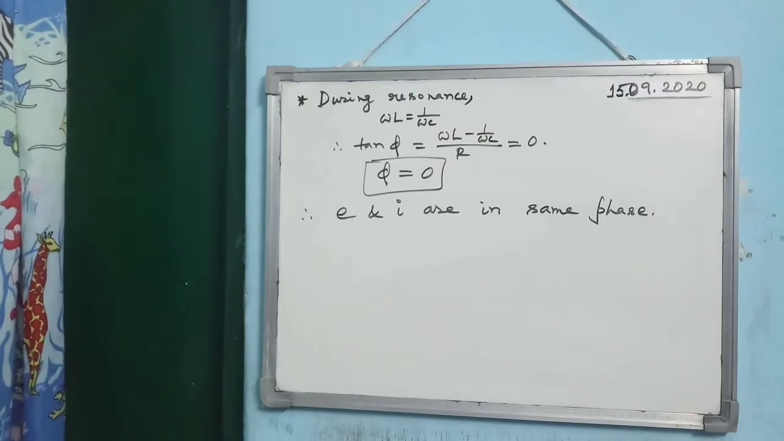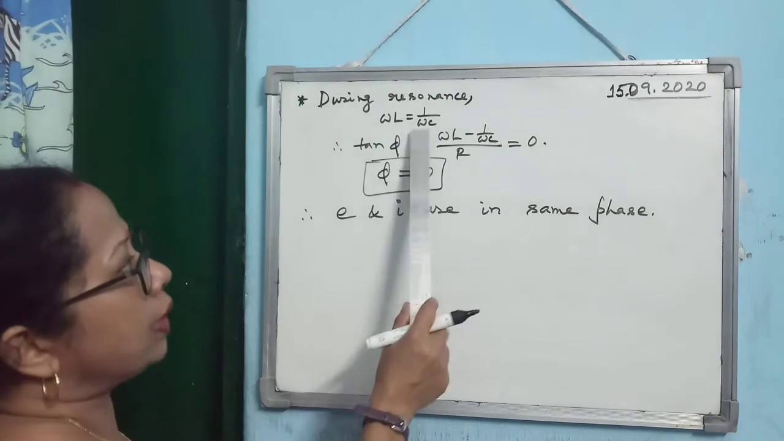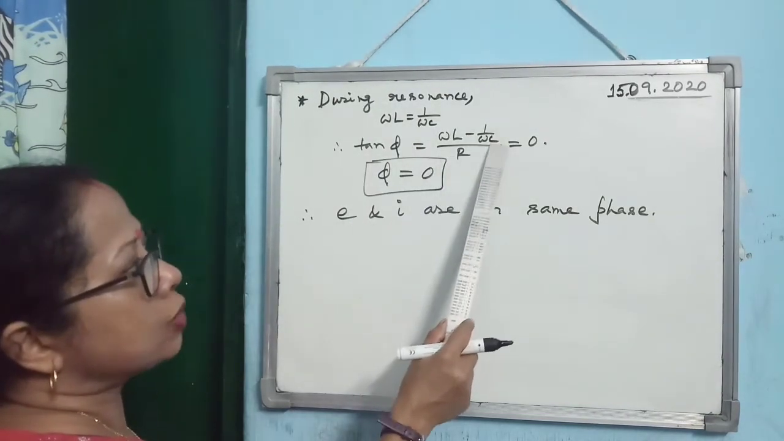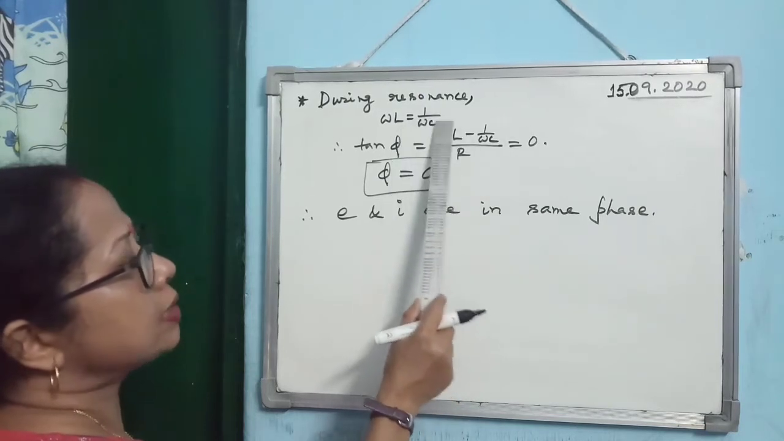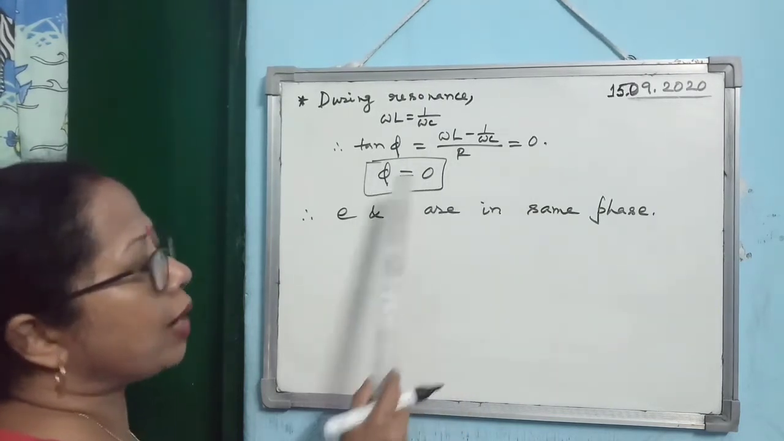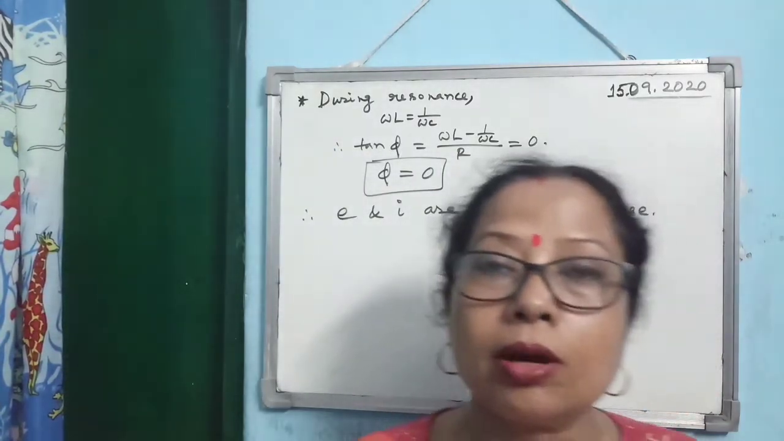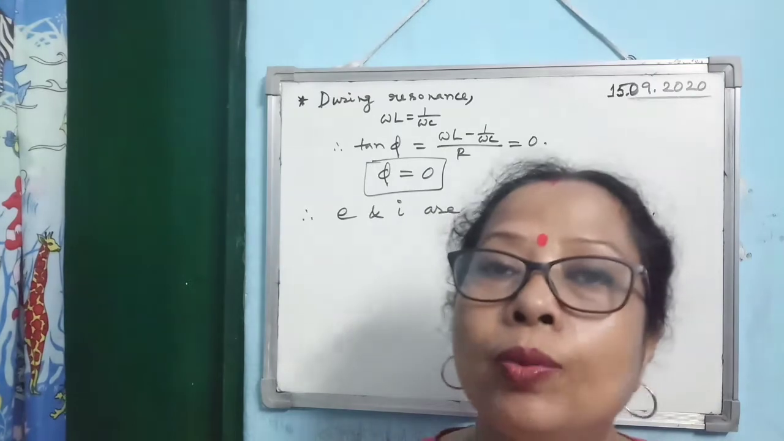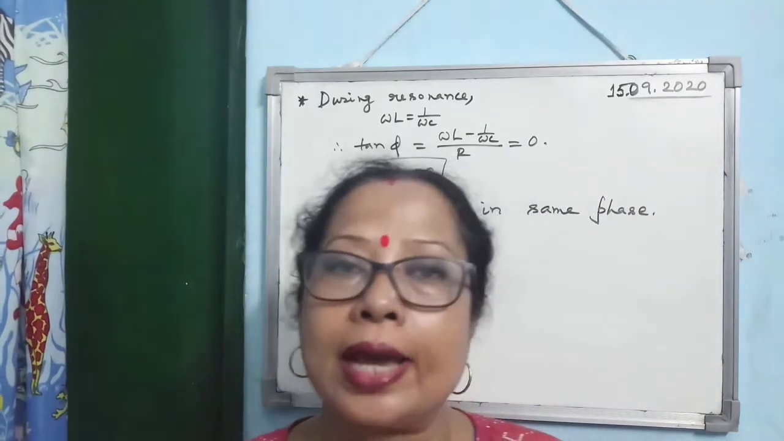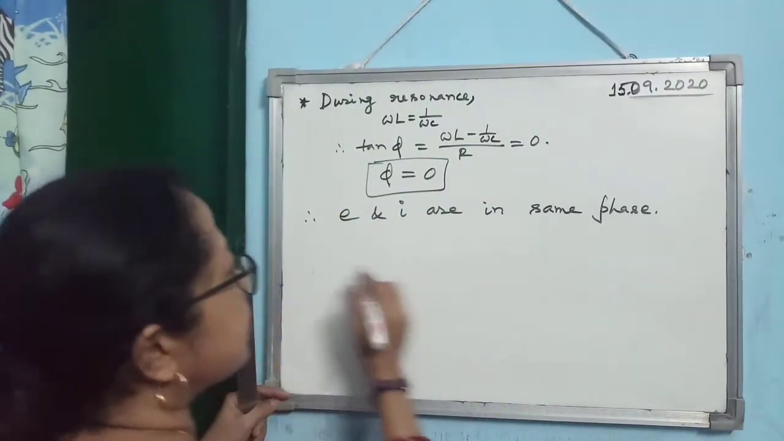Now during the resonance, another thing is happening. You see, omega L equals 1 upon omega C. So tan phi, you know how much? (omega L minus 1 upon omega C) by R. As these two are equal, it becomes 0. So tan phi is 0, means what? Phi is equal to 0, means what? Just try to recall the phasor diagram. What was the phase angle between E and I? It was phi. Phi is 0. What does it mean? That E and I are in the same phase.